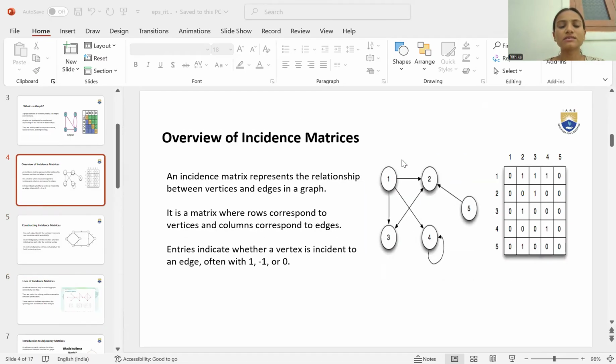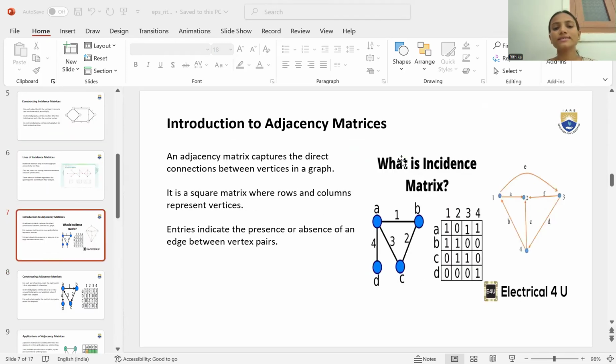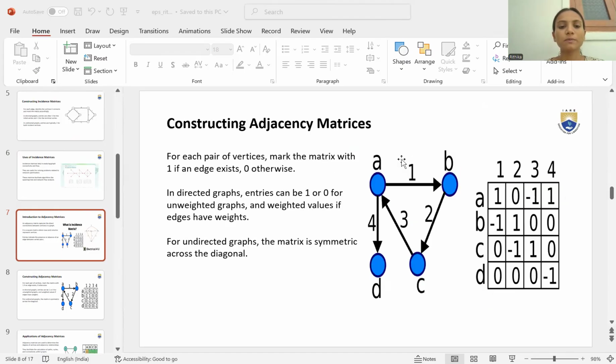Overview of incidence matrices. An incidence matrix represents the relationships between vertices and edges in a graph. It is a matrix where rows correspond to vertices and columns correspond to edges. Entries indicate whether the vertex is incident to an edge, often with 1, -1, or 0. Introduction to adjacency matrices. An adjacency matrix captures the direct connectivity between vertices in a graph. It is a square matrix where rows and columns represent vertices. Entries indicate the presence or absence of an edge between a vertex pair.